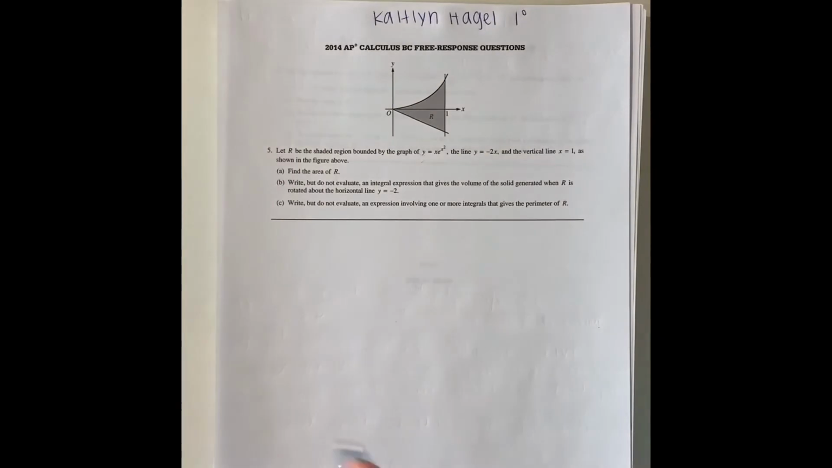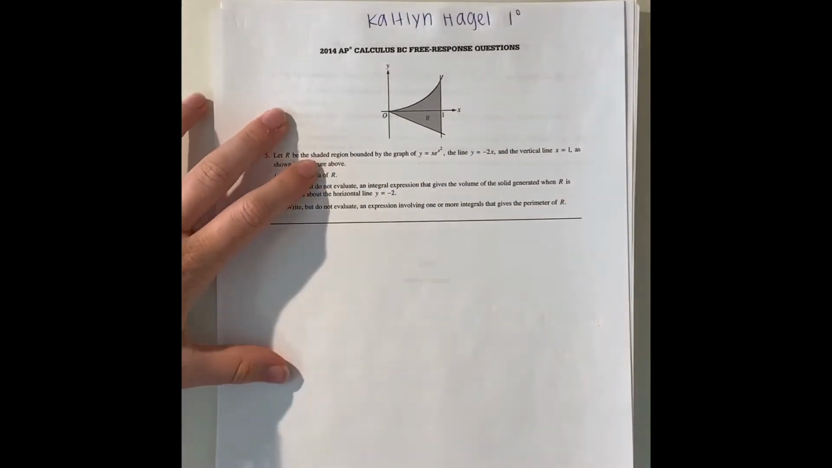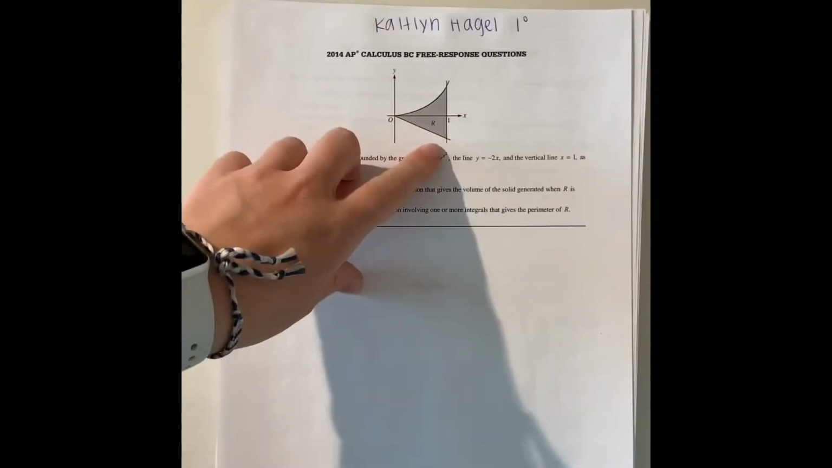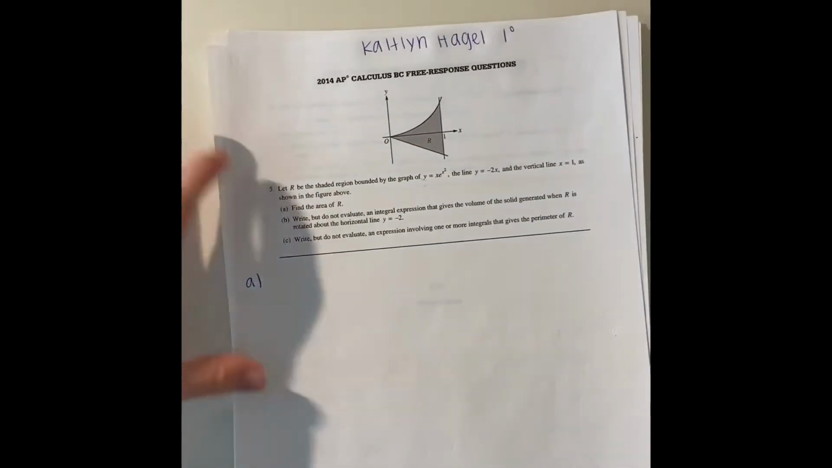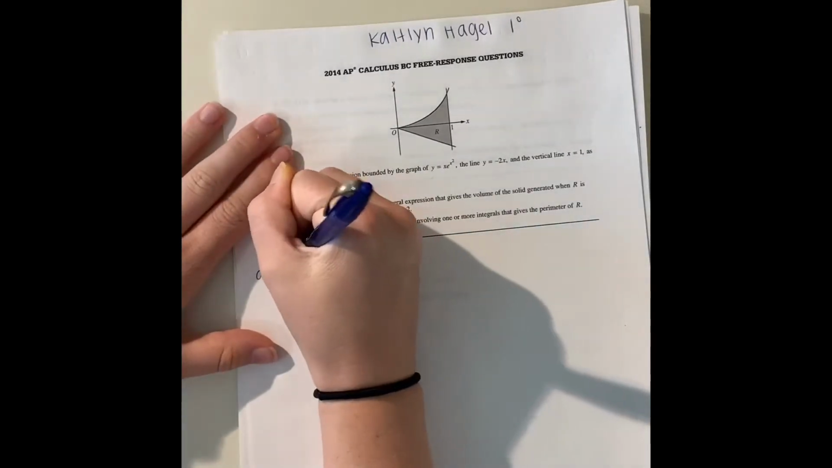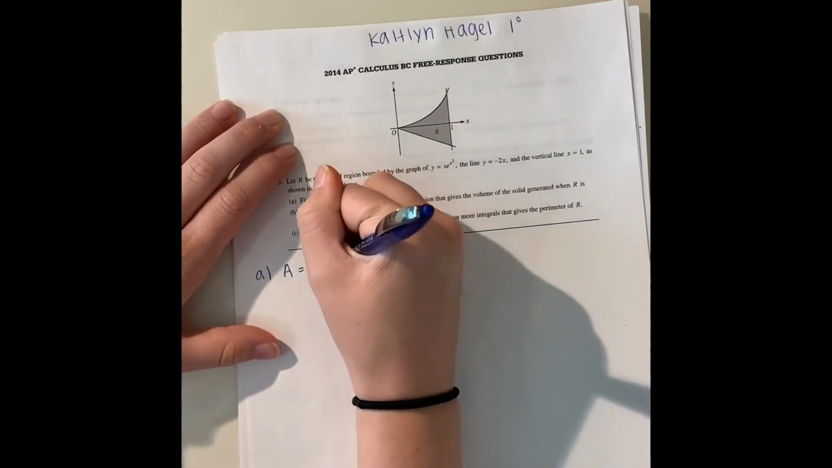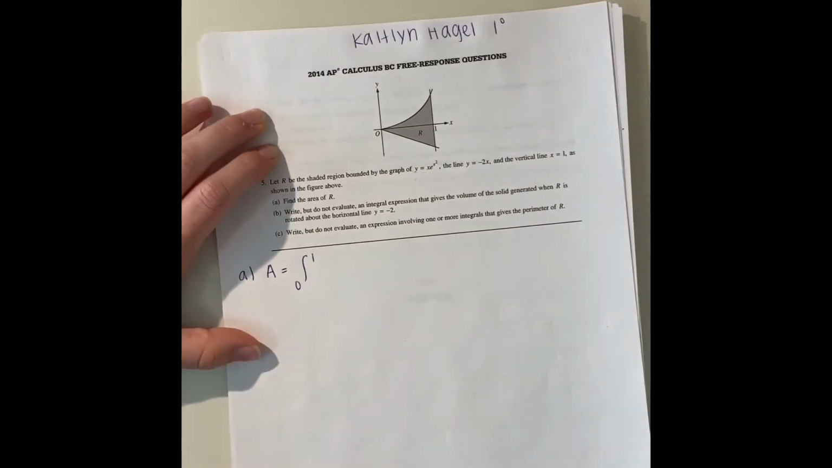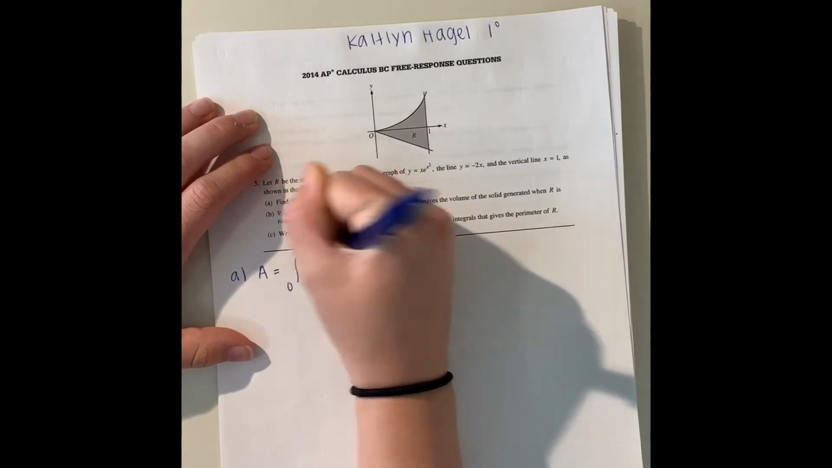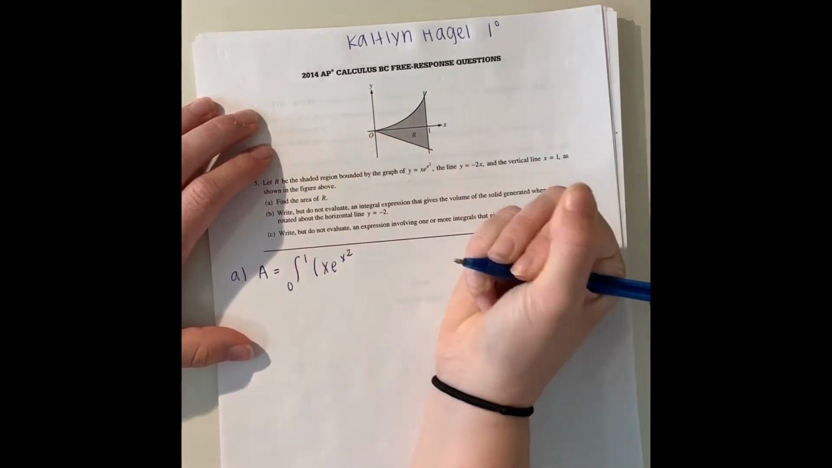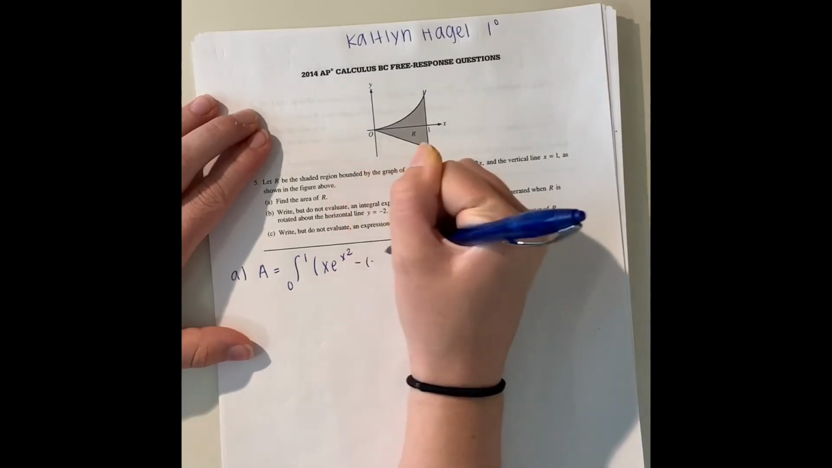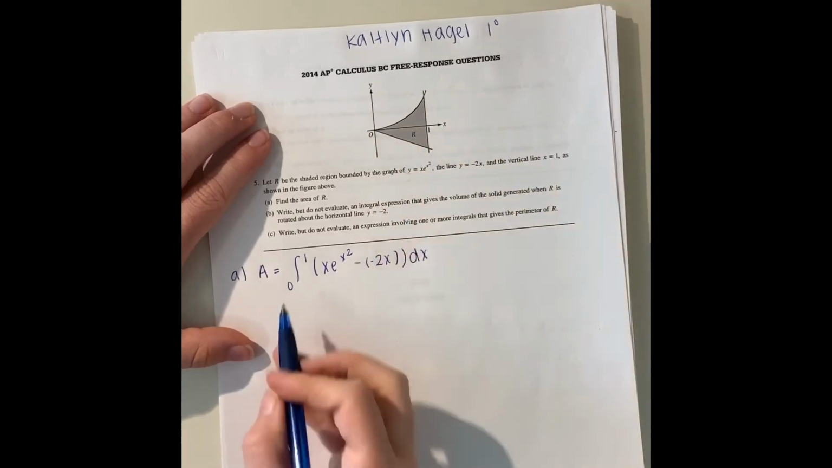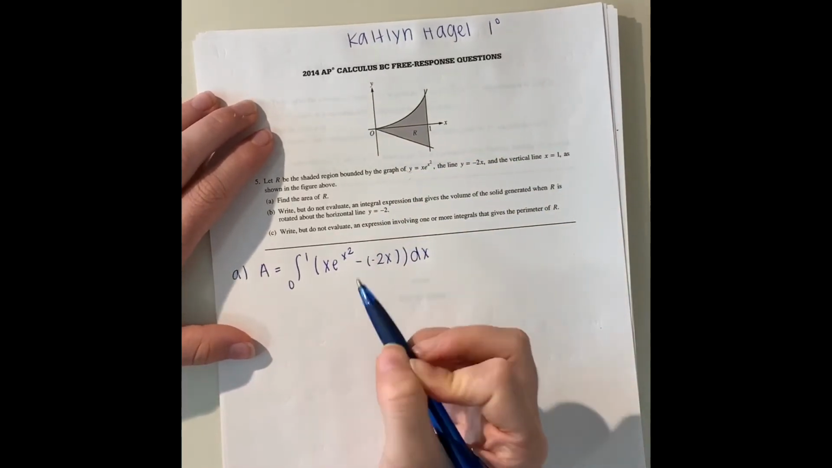All right, for question number 5, for part A, we're going to find the area of R. To do that, the area, in this case at least, is top minus bottom. So we're going to take the top equation minus the bottom equation. So area equals the integral from 0 to 1 of the top equation, which is x e to the x squared, minus negative 2x dx, because area is always subtraction.